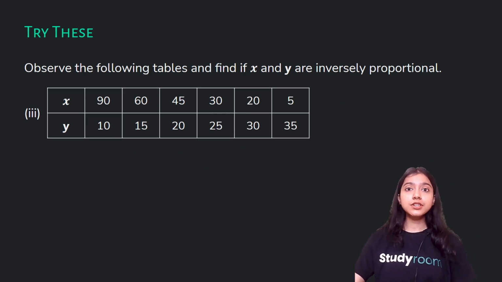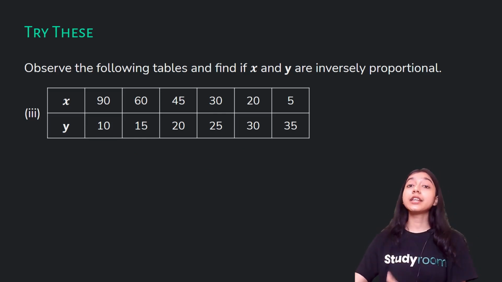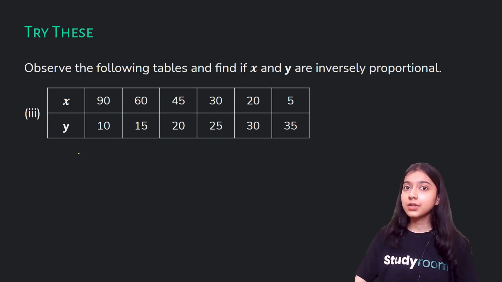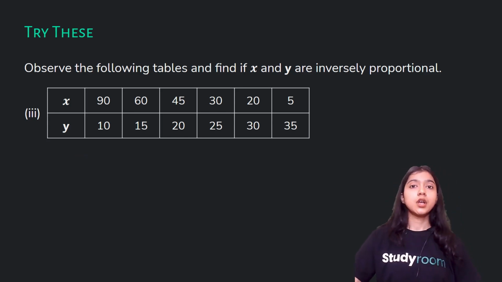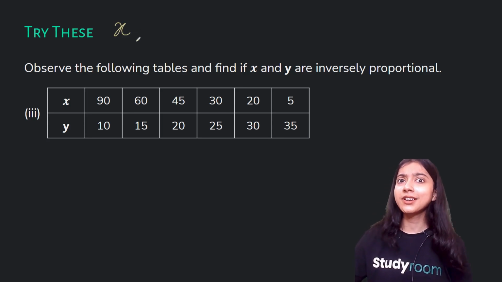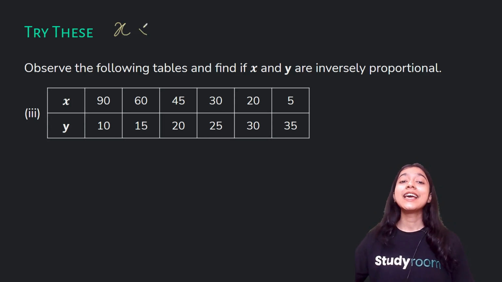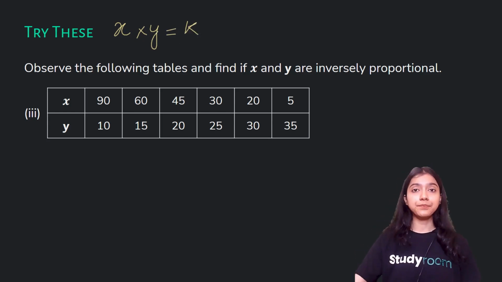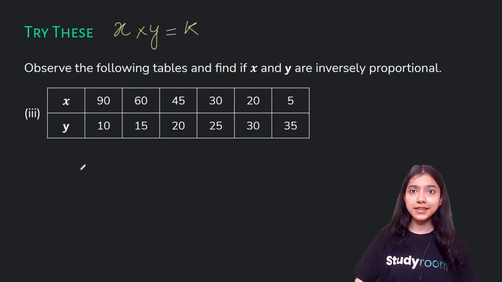Okay, so in this question also, we have a table and two variables. One is x and the other is y. Now again we have to check the similar thing, that is, whether x and y are inversely proportional or not. So let me write the condition first. Now I think you know the condition better than me. That is, x multiplied by y gives us a constant number k. Let's check for each of the values of x and y.